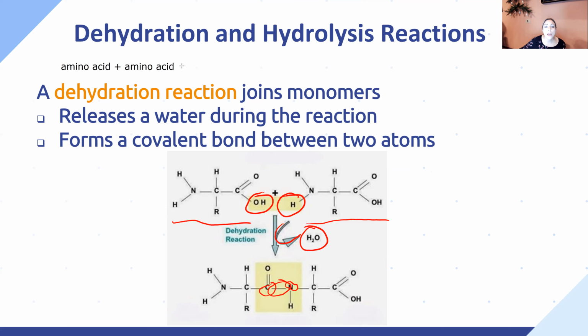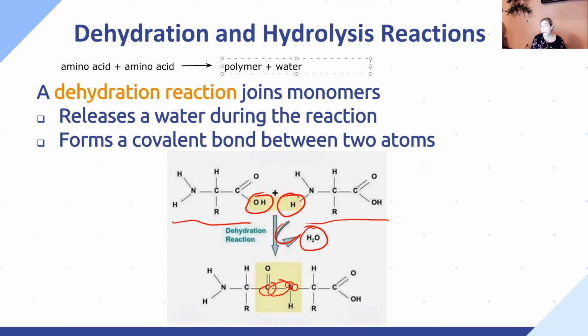And then the arrow represents the chemical reaction. So on the other side of the chemical reaction, we have a polymer, which in this case is a protein. Actually, I'm not going to write that, plus a water.